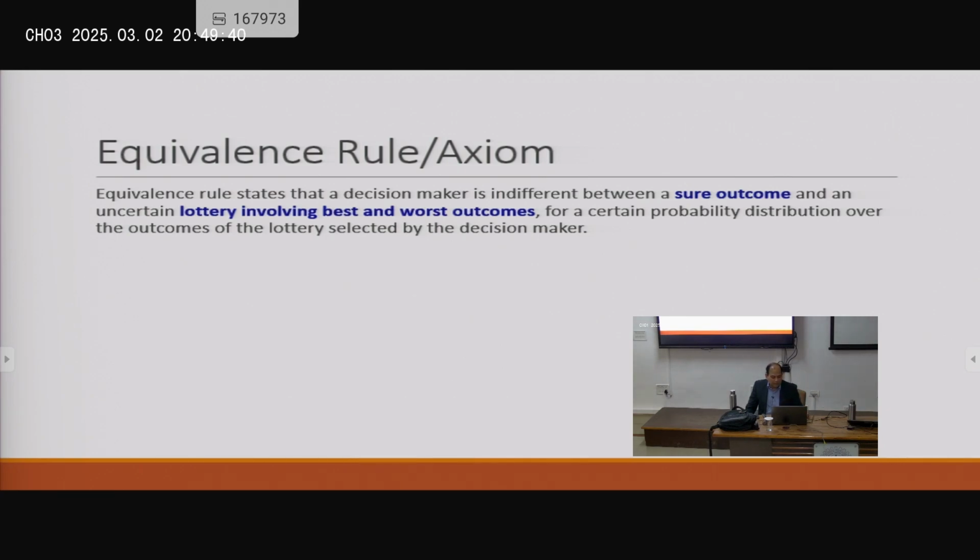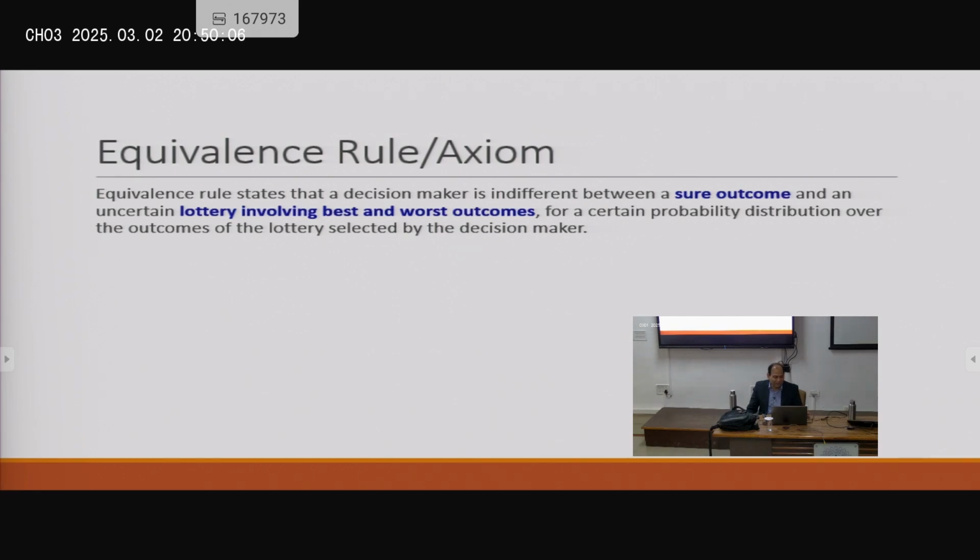So the equivalence rule states that a decision maker is indifferent between a sure outcome and an uncertain lottery involving best and worst outcomes, for a certain probability distribution over the outcomes of the lottery selected by the decision maker. So it's a mouthful. We'll parse it into small pieces.